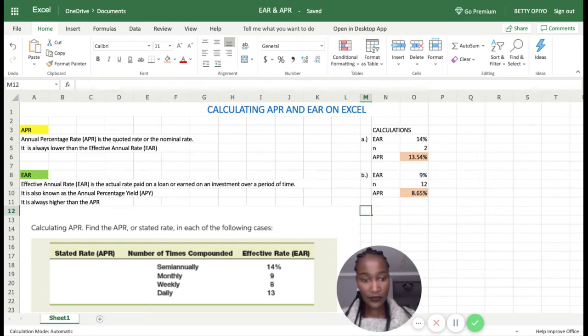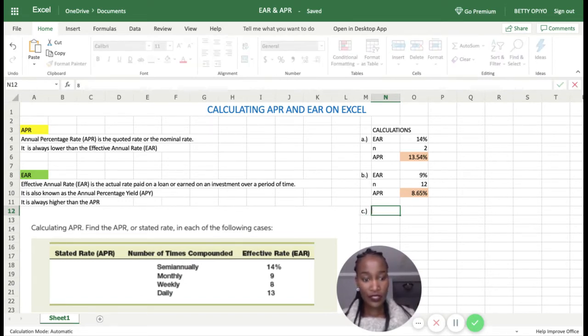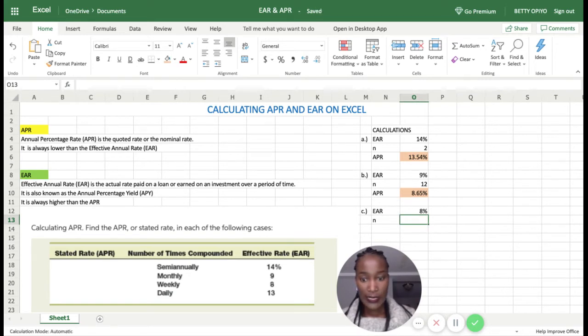So 8.65% is our APR, or the answer for the second question. All right, I hope you're following so far. So for C, basically the same thing. We start with EAR. EAR is 8%. N is weekly. So it says weekly.